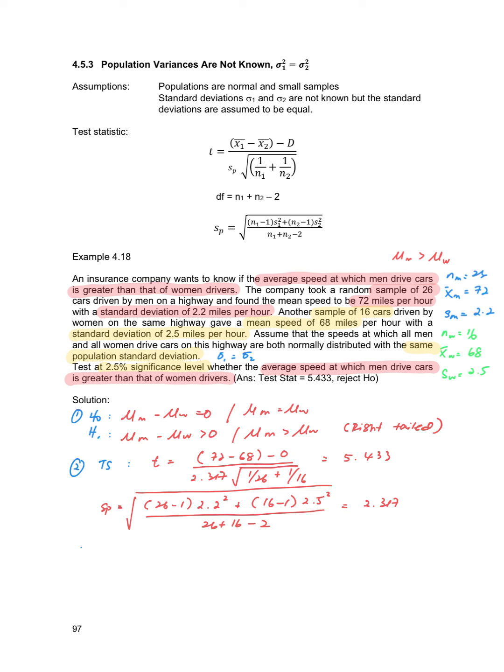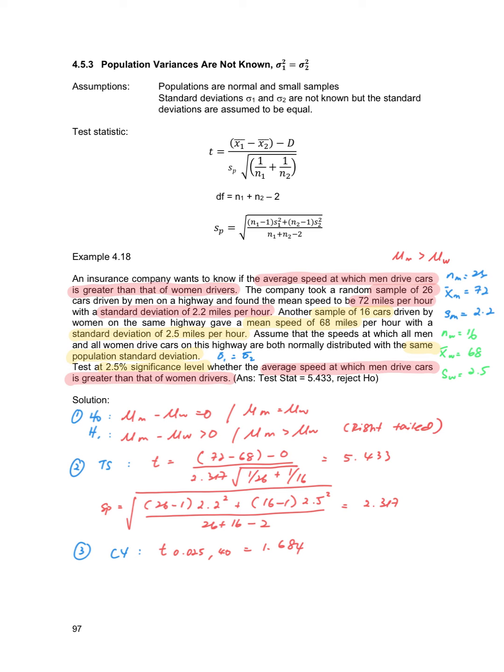Now step number 3 is calculate the critical value. So the critical value is t alpha. Alpha here is 0.025. Degree of freedom, okay, kalau ada dua population, degree of freedom dia adalah n1 plus n2 minus 2. So 26 plus 16 minus 2 is equivalent to 40. So look at your t table, you will get the critical value is 1.684.